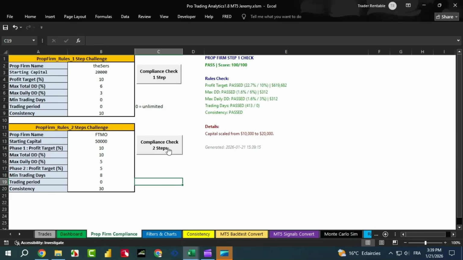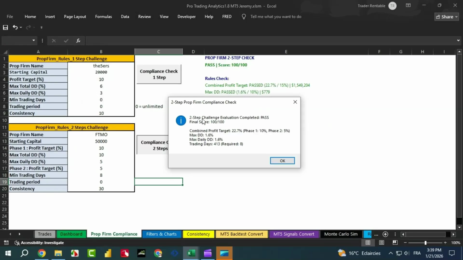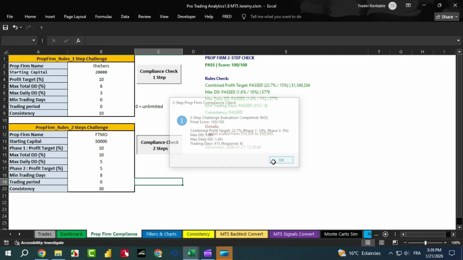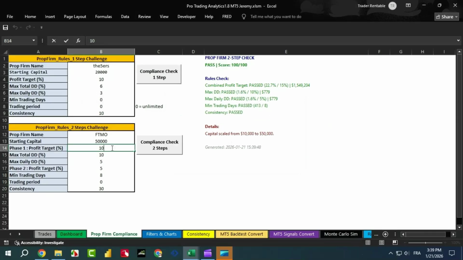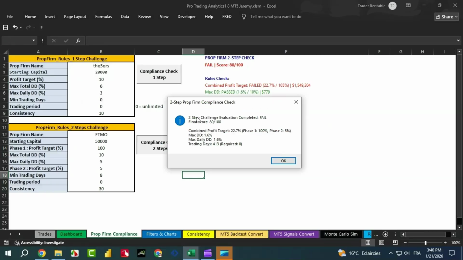Even the FTMO 2-step challenge was passed successfully, with a total required profit of 15%, split into 10% for Phase 1, the challenge, and 5% for Phase 2, the verification, all while respecting the rules. What if we set 100% as a profit target? Of course, the challenge must fail because the target is not reached.